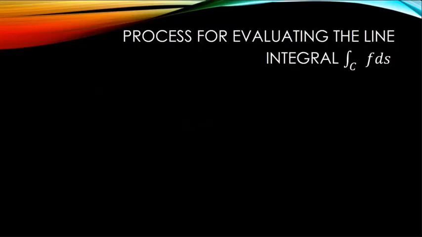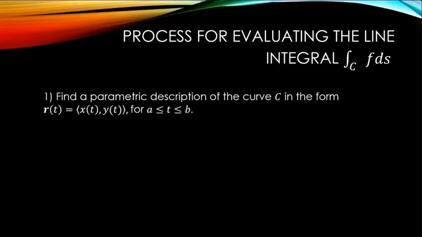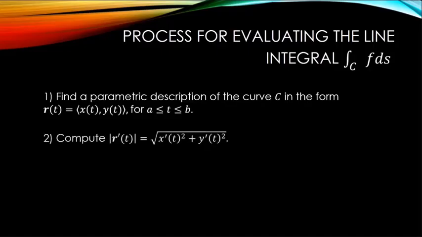Now, we need a process for evaluating these line integrals over a region C for f ds. The first thing we want to do is find a parametric description for my curve C that is in the form of r of t is equal to the vector x of t, y of t, where a is less than or equal to t, which is less than or equal to b. Then I want to compute the absolute value of r prime of t. This is the magnitude of the derivative of my r vector.